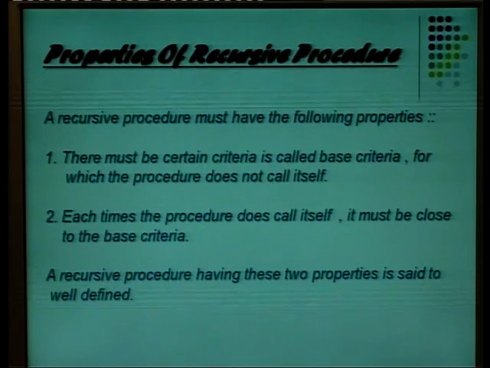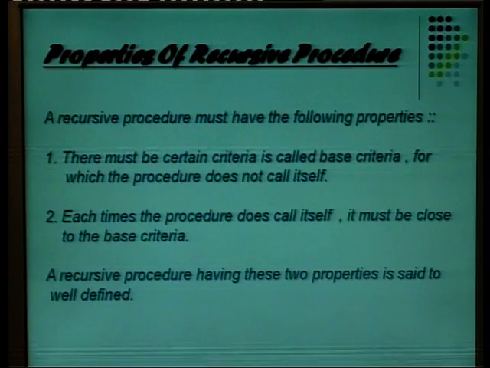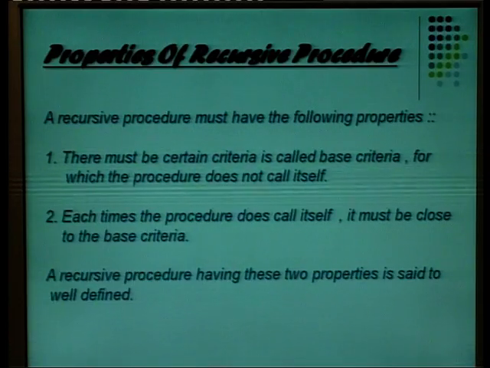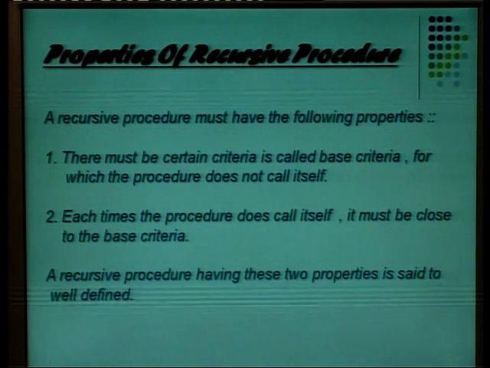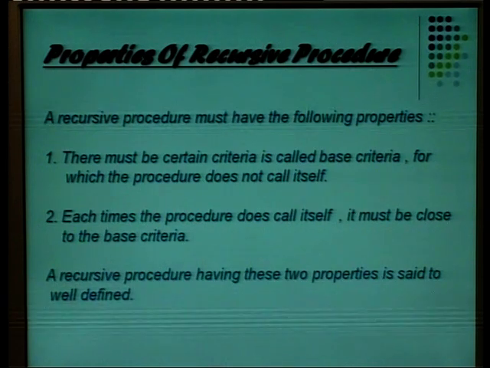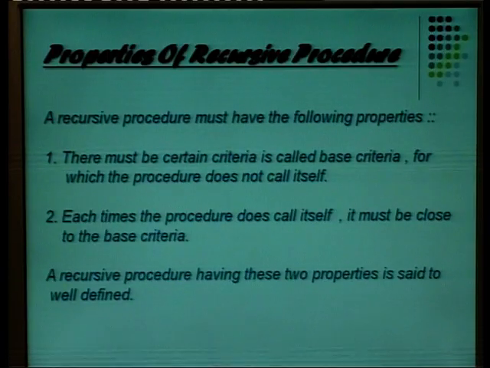There must be a certain criteria called the base criteria, for which the procedure does not call itself. Each time the procedure calls itself, it must be closer to the base criteria. A recursive procedure having these two properties is said to be well defined.